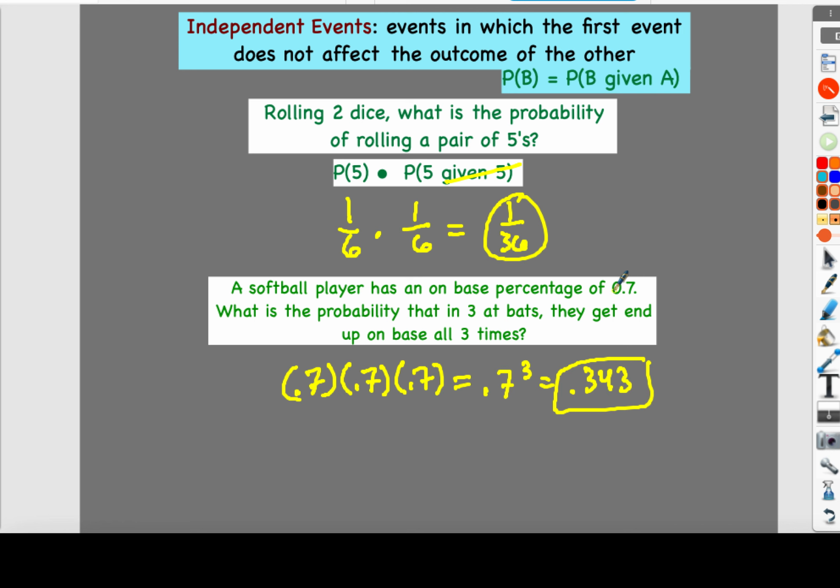Now, this is a pretty good batter. There's a 70% chance of getting on, more than half the chance. But again, getting on 3 times in a row still is not a monster chance, right? So 0.343. Not bad. A little over a third, but still not great.